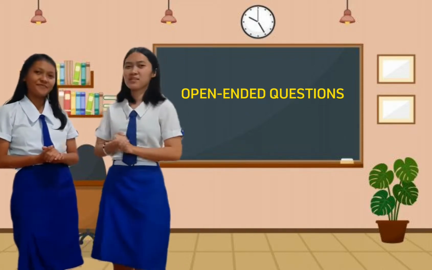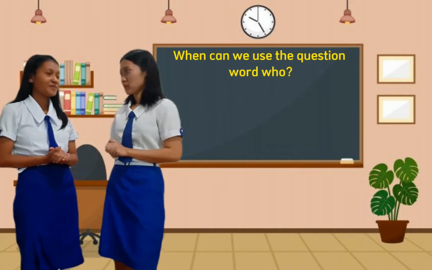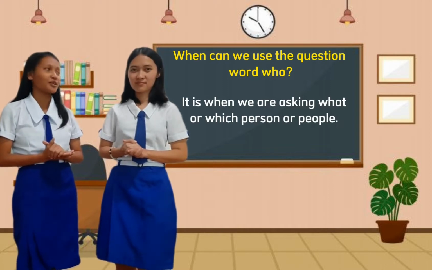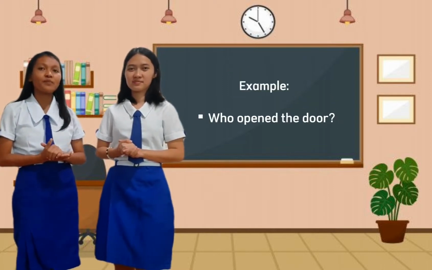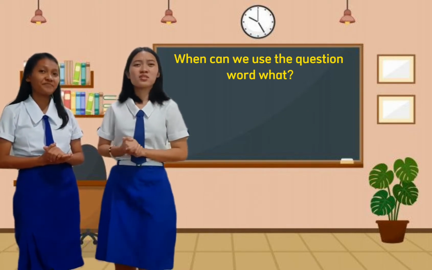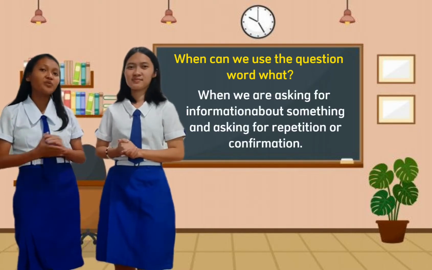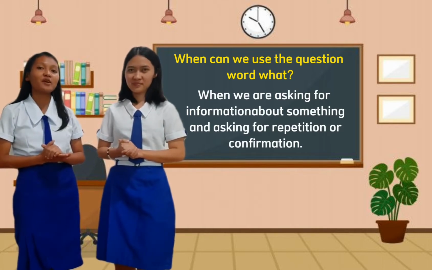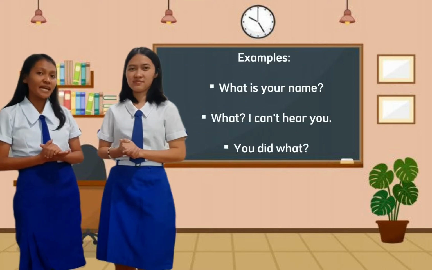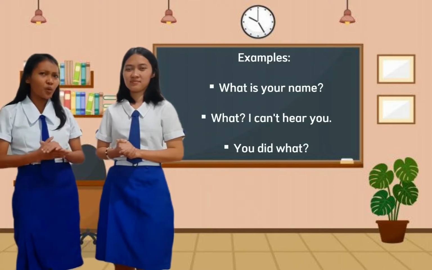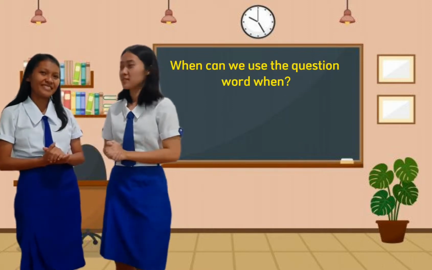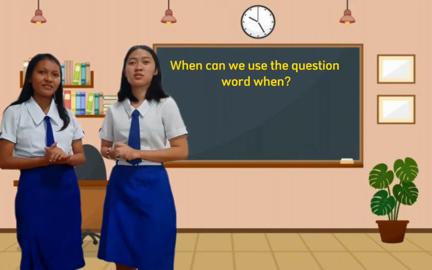Teacher J.N., when can we use the question word who? Well, it is when we are asking what or which person or people. For example, who opened the door? Next, when can we use the question word what? It is when we are asking for information about something and asking for repetition or confirmation. For example, what is your name? What? I can't hear you. You did what?